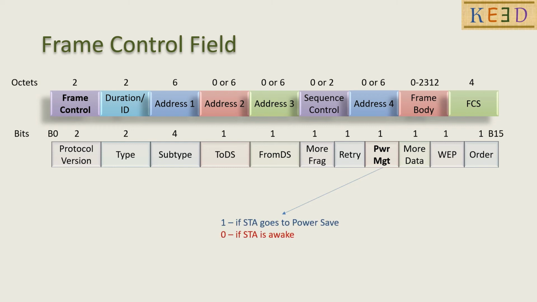Power management bit is set to 1 by the station to inform the AP that the station is going to power save mode. It is set to 0 to indicate that it is awake now.